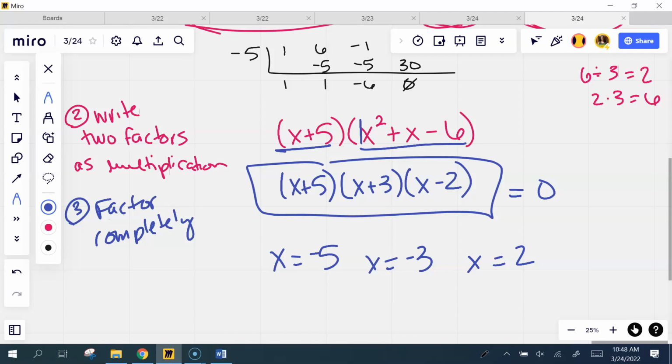Let's do one more. Pick one, anywhere between here and 11. 11? Flip over to 11.